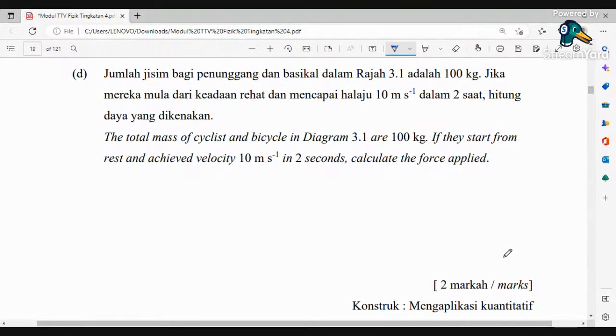Okay, bahagian D. The total mass of cyclists and bicycle are 100 kilogram. If they start from rest and achieve velocity 10 in 2 seconds, calculate force applied.